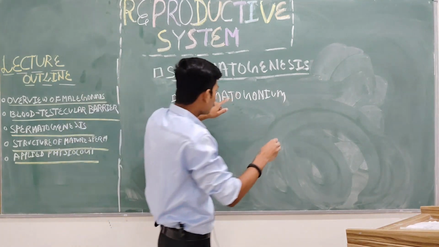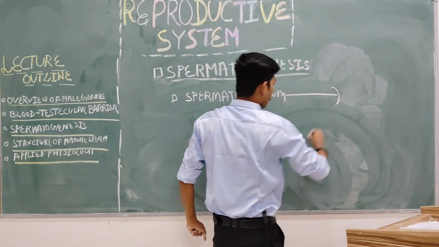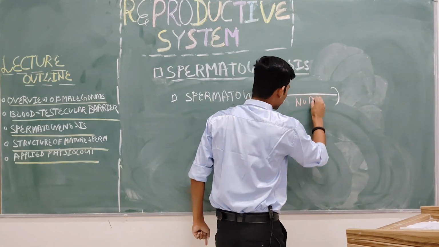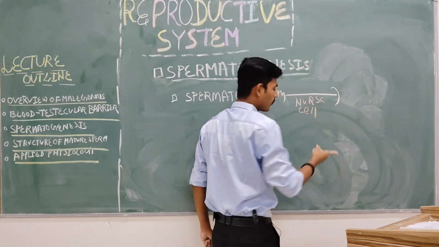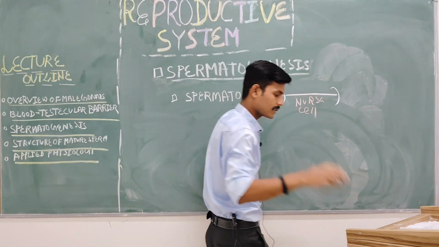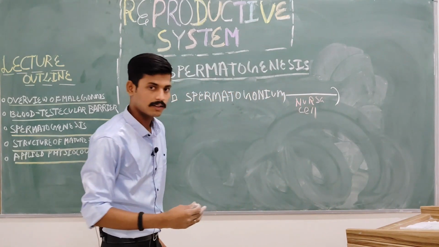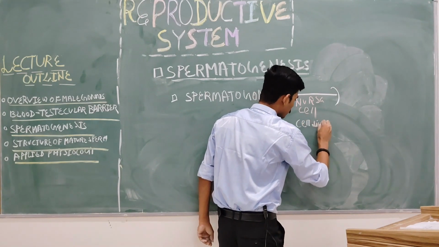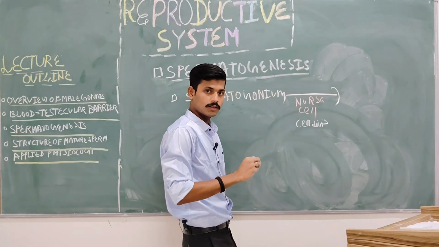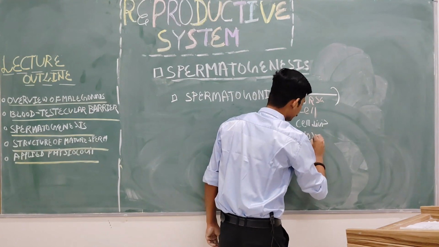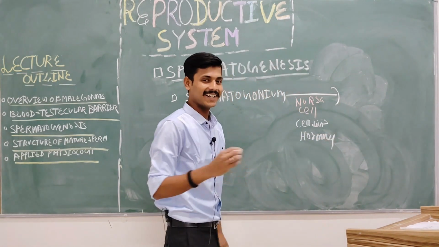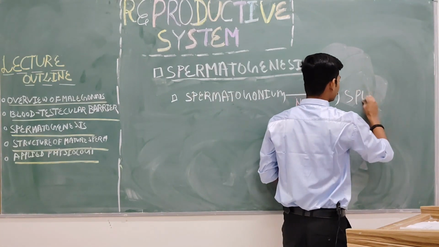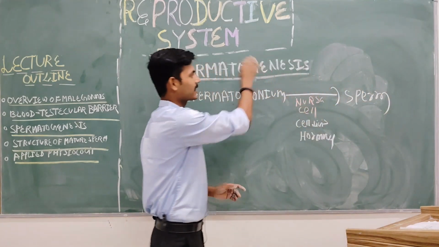Now, from this spermatogonium, by the help of the nerve cell, don't forget the nerve cell is also called the testicular cell and Sertoli cell, through a sequence of cell division, under the effect of hormones, this spermatogonium changes into the sperm. You may be thinking why I'm adding the words under the effect of hormones. This process is called spermatogenesis.